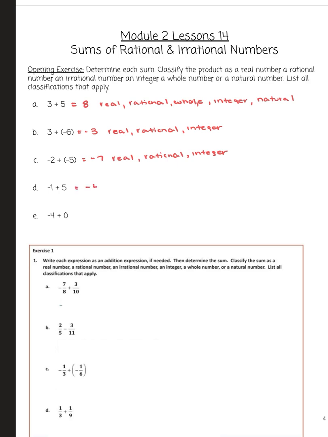Negative 1 plus 5, which is going to give me a positive 4. Excuse me, almost wrote a negative 4. It's definitely a positive 4, which is going to be real, rational, integer.